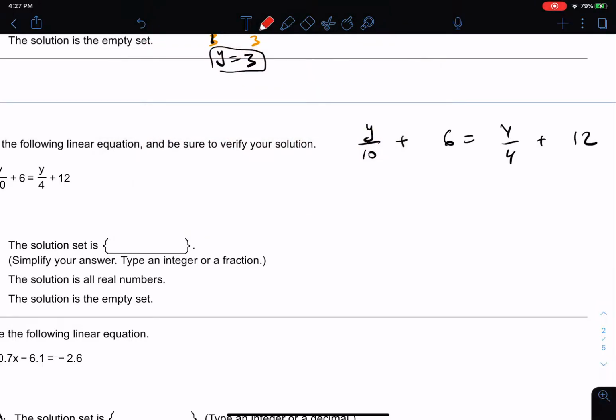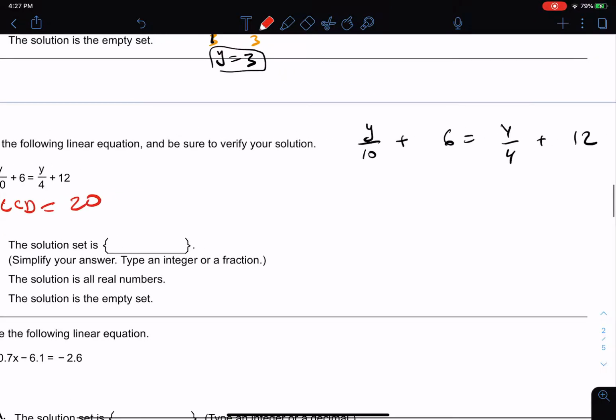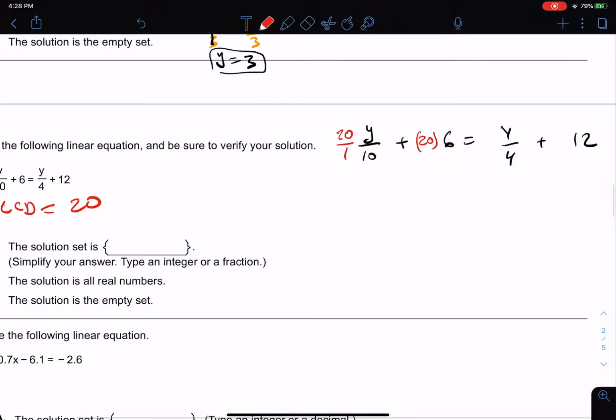Okay, what is our LCD? What does 4 go into and 10 go into? It's got to be the smallest number. Well, that LCD is going to be 20. So I multiply every term on the left by 20, or 20 over 1 since it's a fraction. Distribute to the next term, multiply by 20. It's not a fraction, I'll just call it 20. On the right-hand side, multiply each term by 20, so 20 over 1, and the next term also by 20.